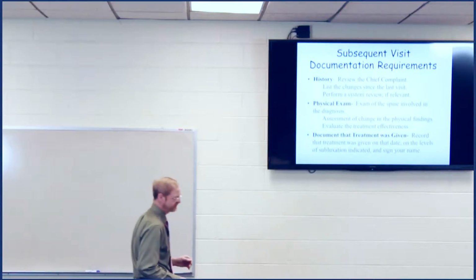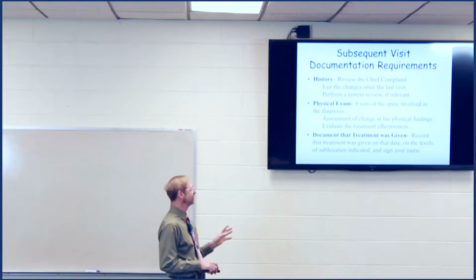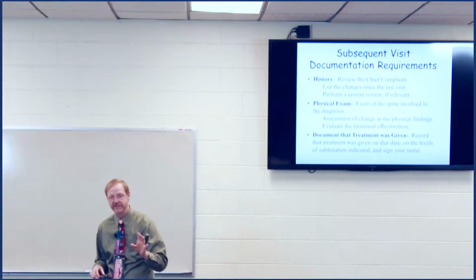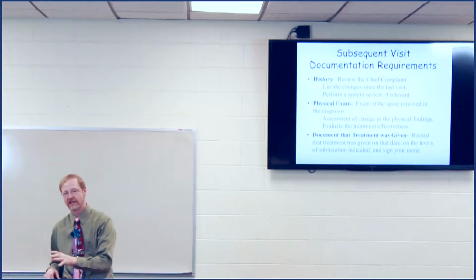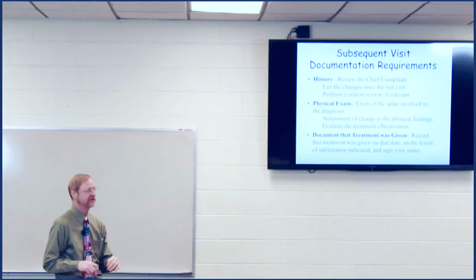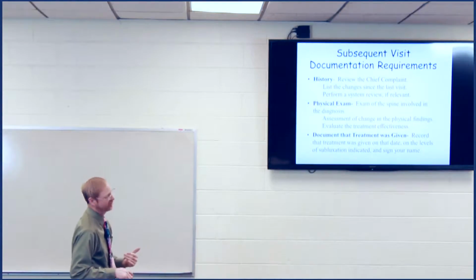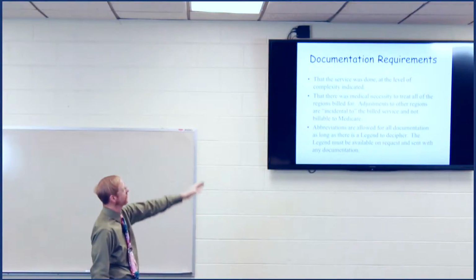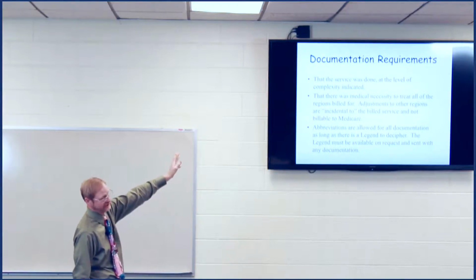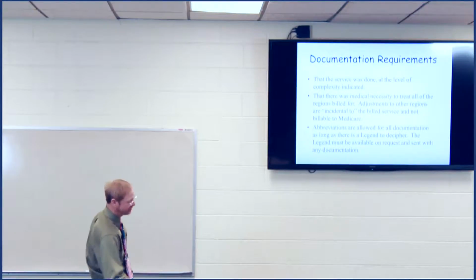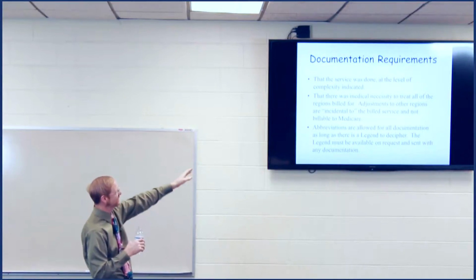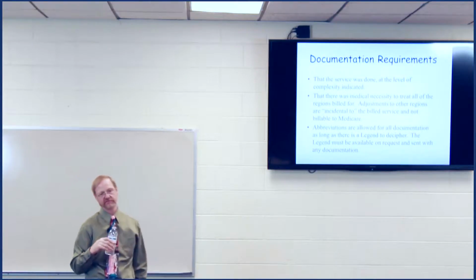Document the treatment was given. Record what level on that date and that it was given, and sign your name. If you don't sign your name, if you don't say it was done, it wasn't done, and they get their money back, and they get all of it back. So they want to know that the service was done at the level of complexity indicated. Don't give 5 regions when it really wasn't 5 regions. Was it medically necessary to give all those?